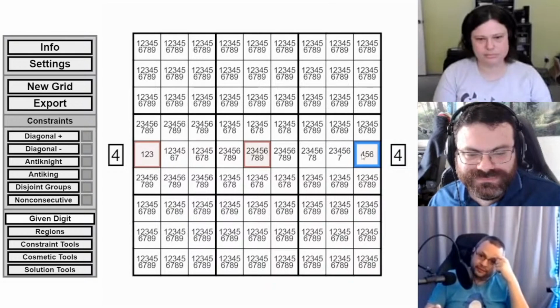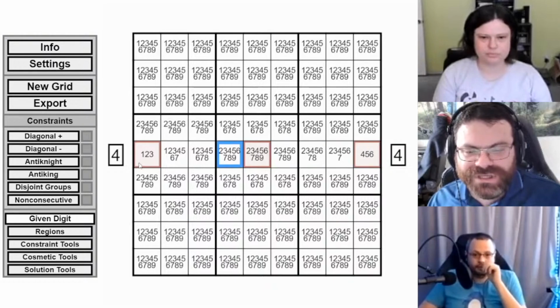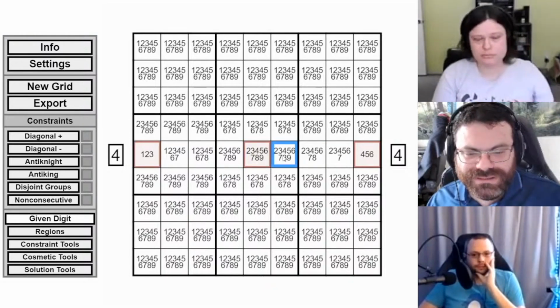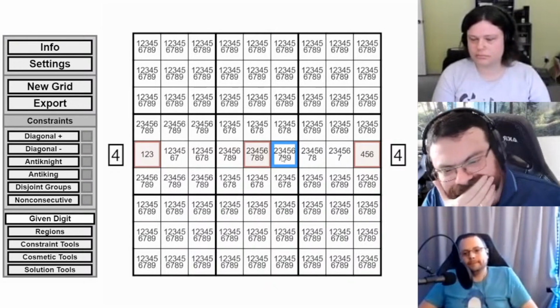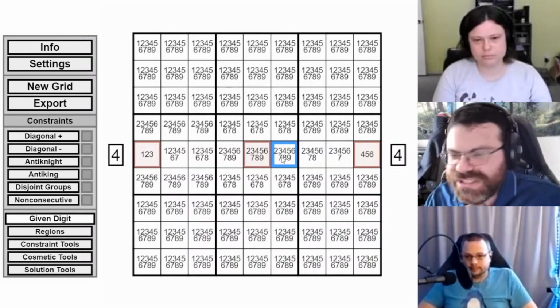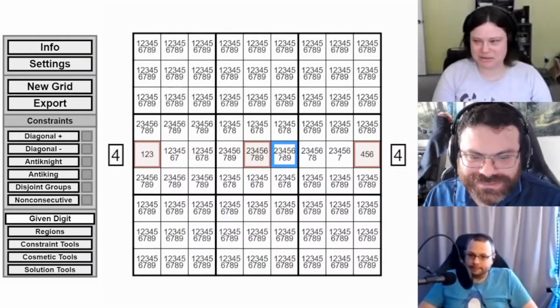So if the 9 were here, then we need... Wait, why couldn't we hide the 1? Oh, if the 9 were here, this has to be 1, 2, 3. Right? And then as we move the 9 closer... I don't know. I feel like there's something there, but I'm not quite getting it. That's why I have all you guys to help me think. Indexing still messes with my head a lot.